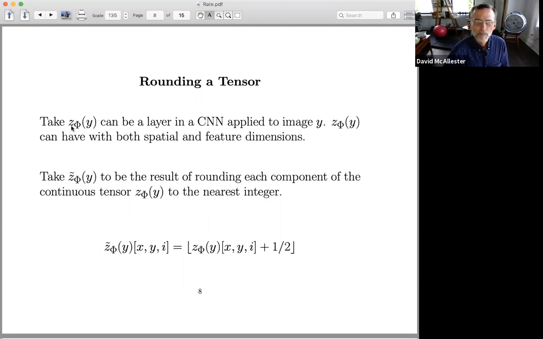round. We're going to take that tensor and we're going to round all of its entries. So that tensor has spatial dimensions and neuron dimensions. For each entry in that tensor, I'm going to round it to the nearest integer. Very brute force. So the whole trick here is going to be to get this to be a good tensor for this rounding.